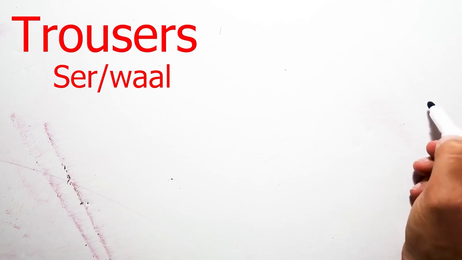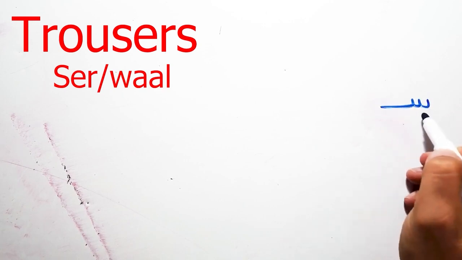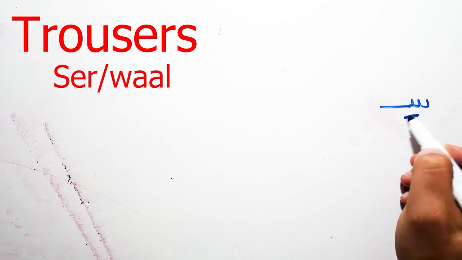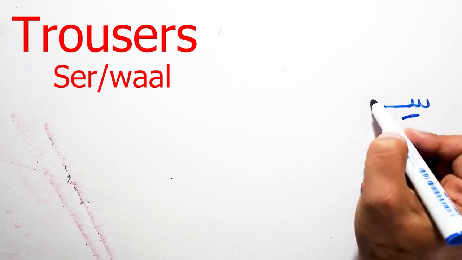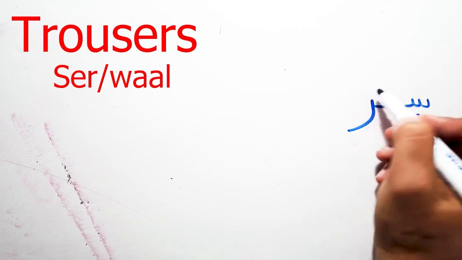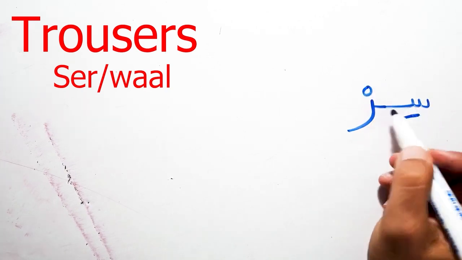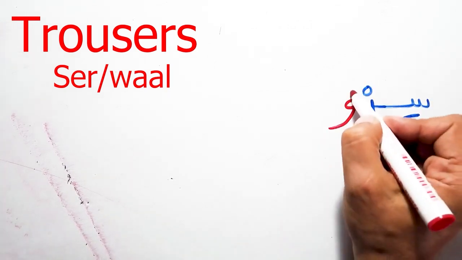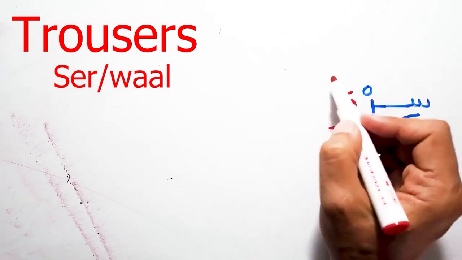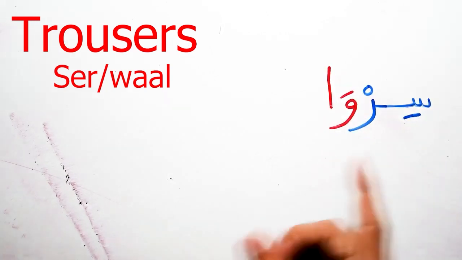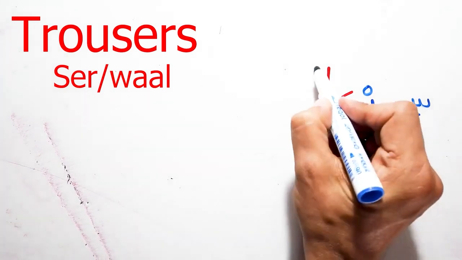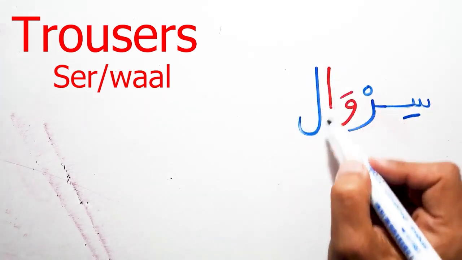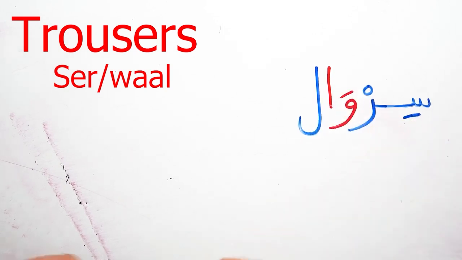Sirwal. Si, the sound of S. Si, and I have to add kasra because I have the sound of I. Sir, the sound of R. I must add sukun here because I pause on this letter. Sir, wa, fatha wa, sir, wa, long vowel alif. Sir, wal, the sound of L. Sirwal.